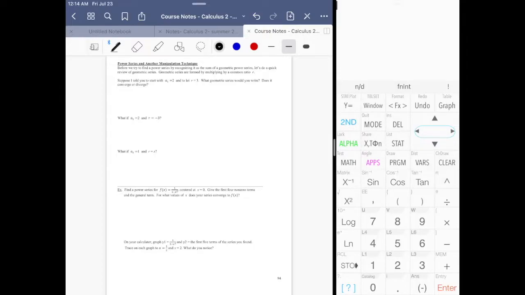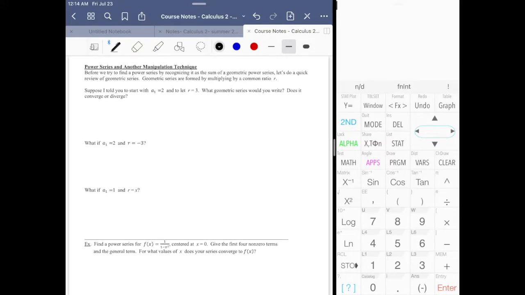So on page 94, the very vague title, Power Series and Another Manipulation Technique. It's like, ooh, mysterious. Before we try to find a power series by recognizing it as a sum of geometric power series, as if you knew that was what was going to happen, let's do a quick review of geometric series. All right, so these first three problems are kind of gearing us up to the example that follows.